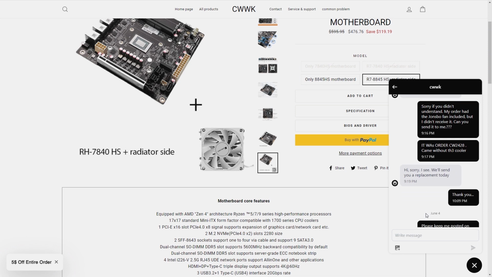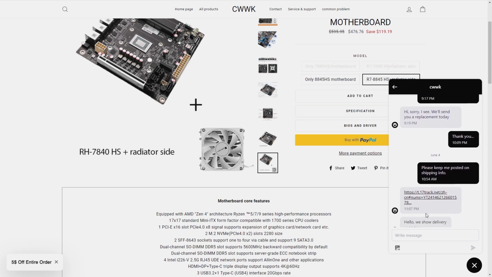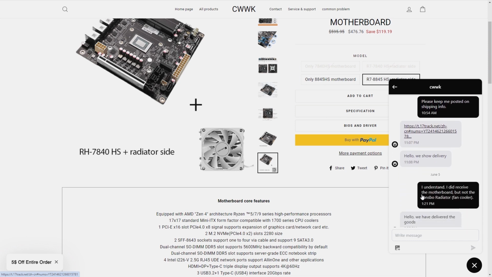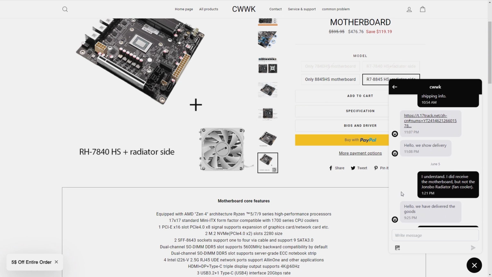Well, then they sent me a tracking number. And I clicked the tracking number. The tracking number clicked to the motherboard. Okay? They said, hey, we showed delivery. Yeah, well, I don't think so. So I said, I understand. I did receive the motherboard, but not the Johnsbo cooler. They said, hey, we delivered the goods.